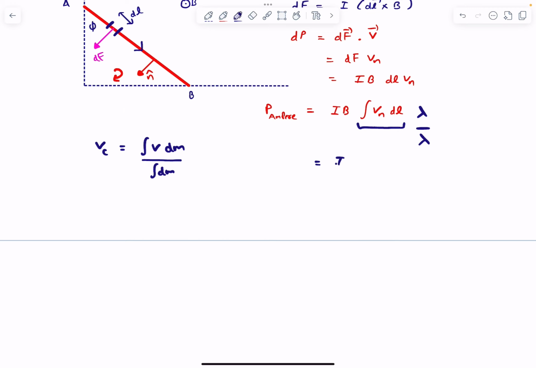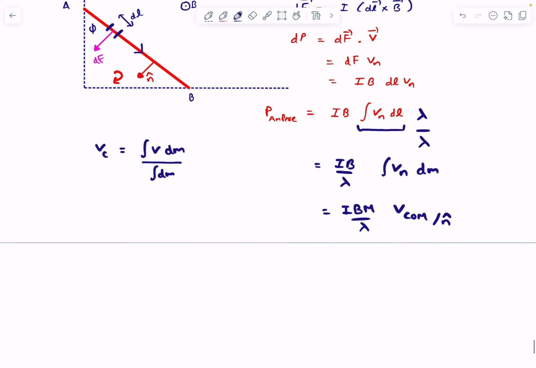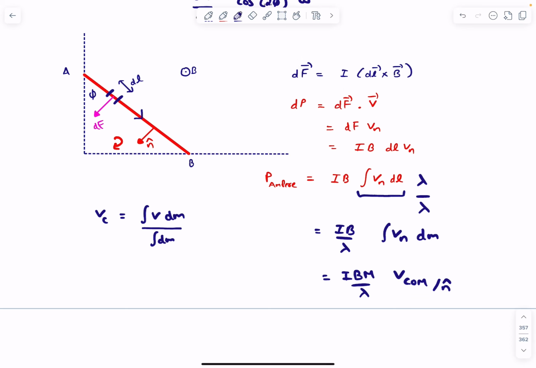So this will be IB divided by lambda times the integral of the normal velocity multiplied by dm. Now from this relation, the integral of V dm is nothing but the velocity of the center of mass multiplied with the total mass. So this would just break down into IB times total mass by lambda multiplied by the velocity of the center of mass. But what's more important is that it is in the normal direction. So we're talking about the normal component of the velocity of the center of mass. So basically we don't have to do any integral.